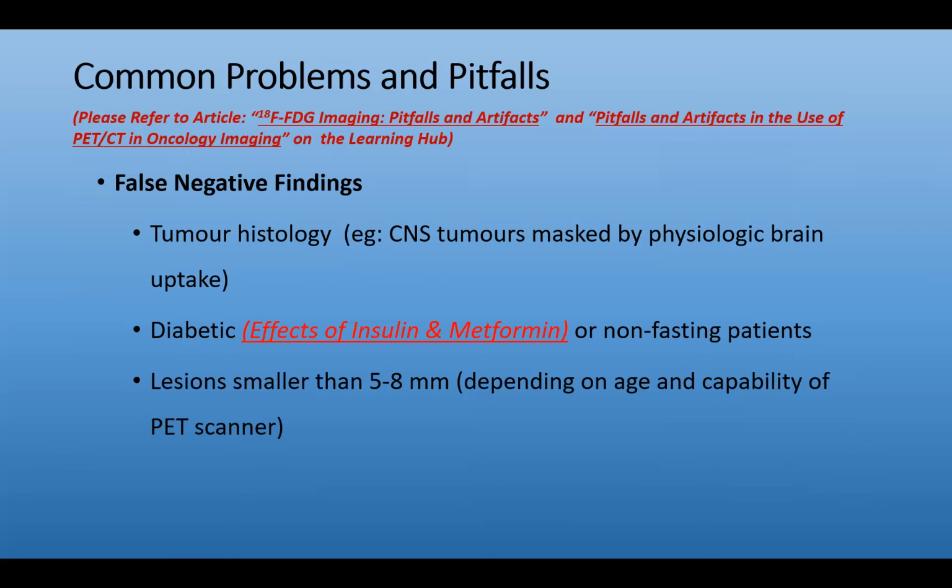And then there are some just physical limitations of our equipment. So while PET has better resolution than SPECT, there are still limits. And so lesions that are less than 5 to 8 millimeters may be difficult to see. And the resolution obviously is going to depend on the age and the capability of the PET scanner.